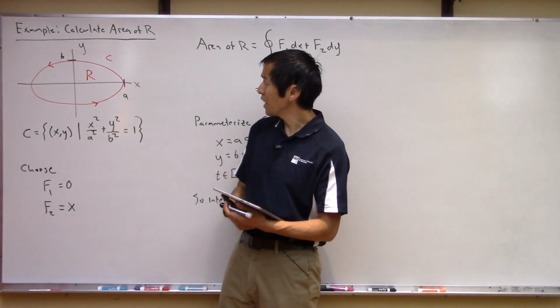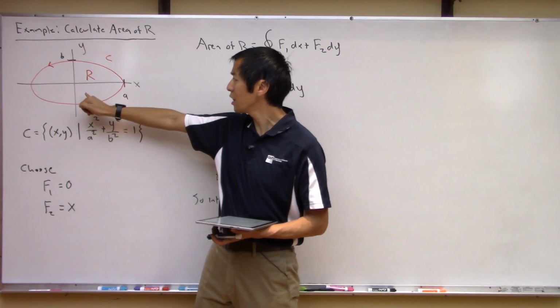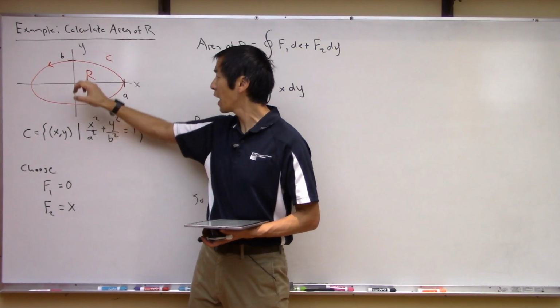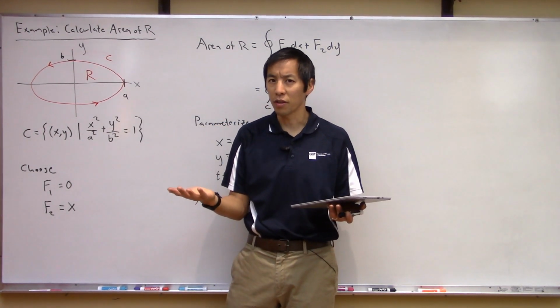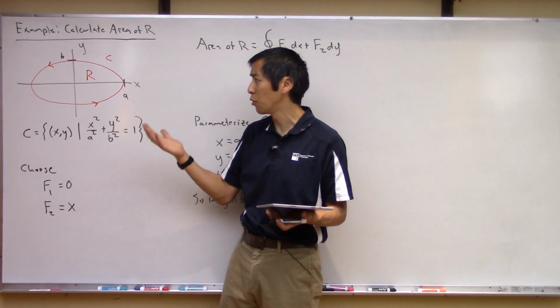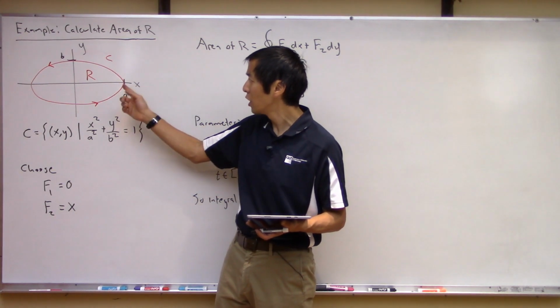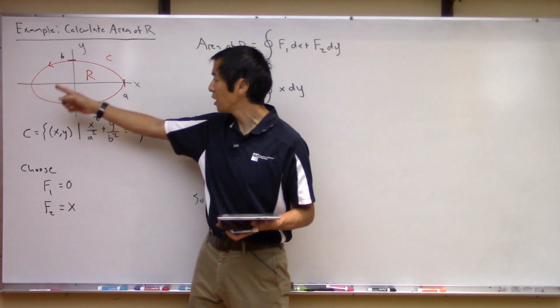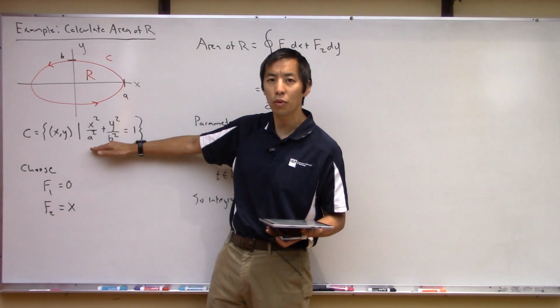All right, so let's take a look at an example of trying to calculate the area of this ellipse. This is an ellipse with a semi-major axis of a and a semi-minor axis of b. I'm sure you can look up the equation for the area of this ellipse anywhere, like on Google, but let's just derive it via Green's theorem and see if we get the same answer. Refresh your memory that this ellipse is defined by all the points x, y such that this is true.